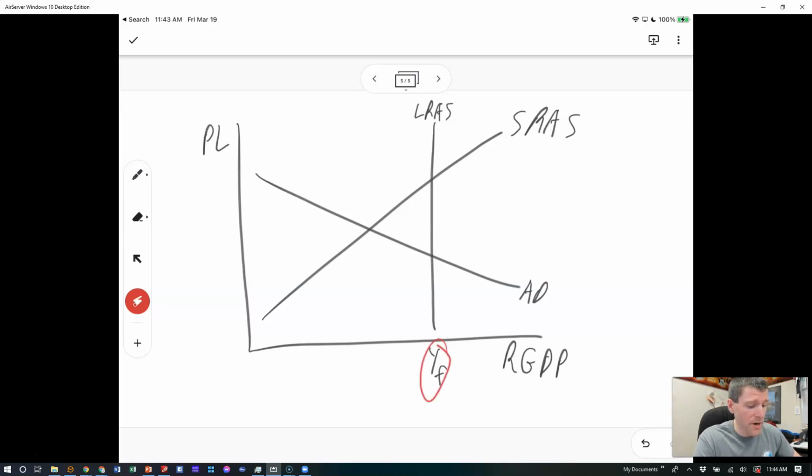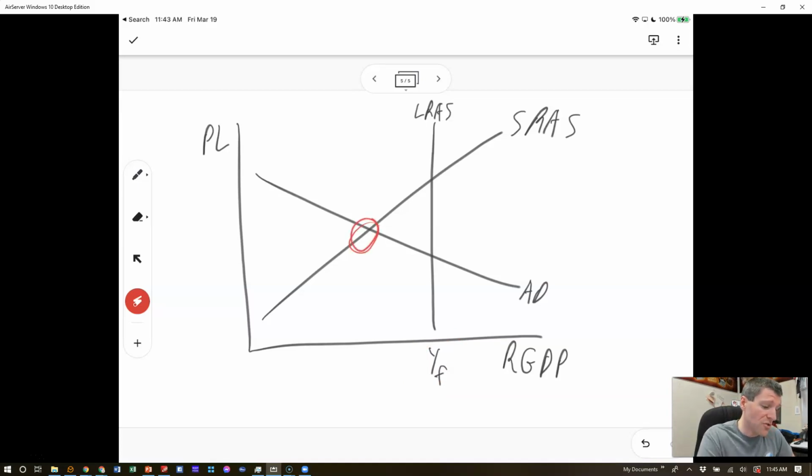Full employment output is what we're capable of doing when we are operating at full employment. There's no recession, there's no cyclical unemployment. This is when the economy is operating on all cylinders, right? So this is where you want to be. Sometimes this is called potential output, where we could potentially be.